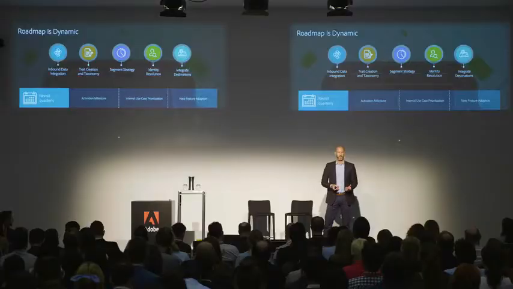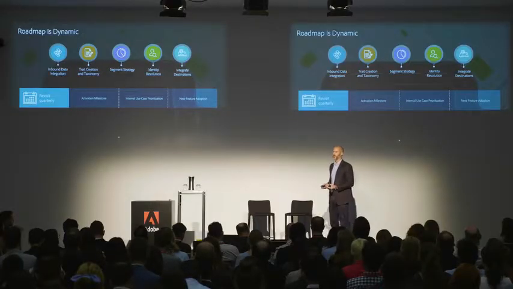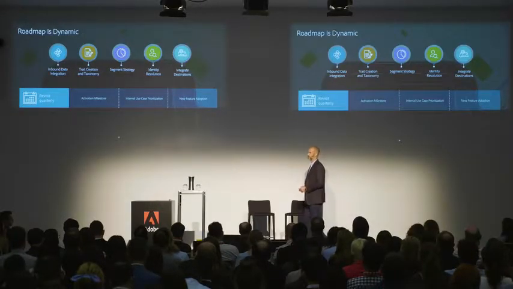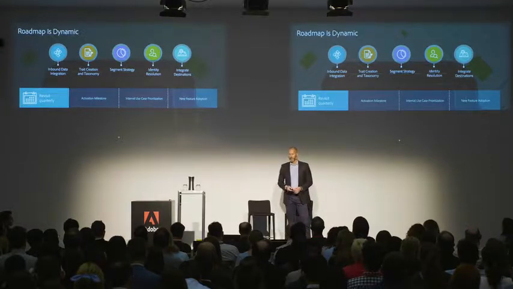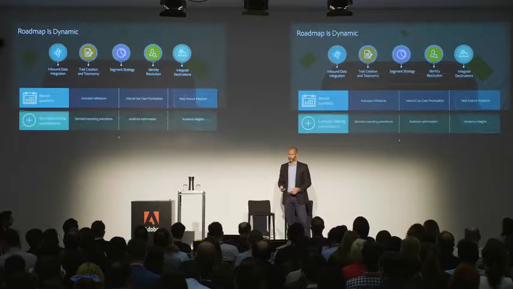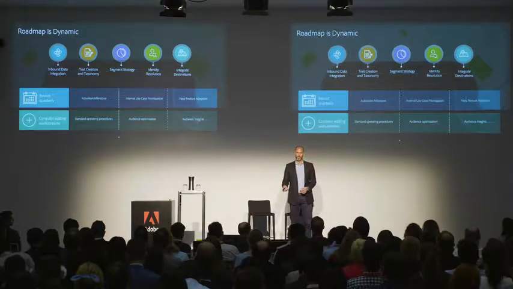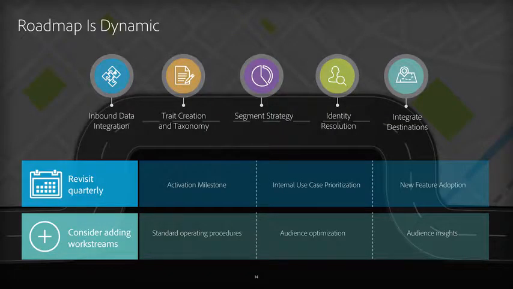Your prioritization may also shift as new features get released in the DMP, new features that you want to take advantage of that you think are going to have an impact. And then the milestones might change as well as internal priorities shift. The other thing that's going to change in the roadmap is new work streams. As you have more people working with the DMP, we see a lot of companies start to build out standard operating procedures to make sure that everybody's working collaboratively in a way that makes sense and there's consistency in things like naming and taxonomies.